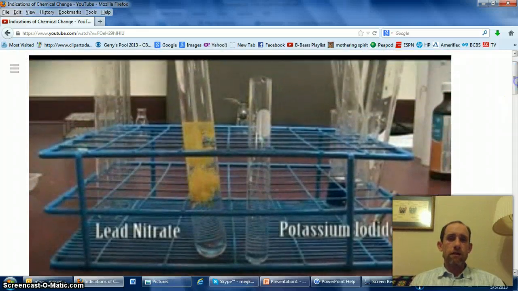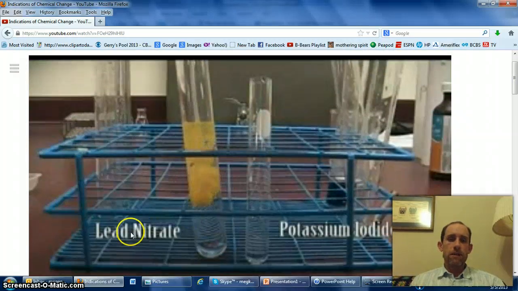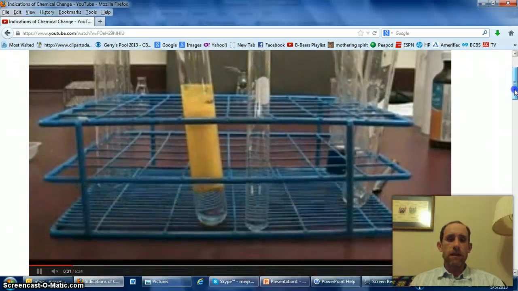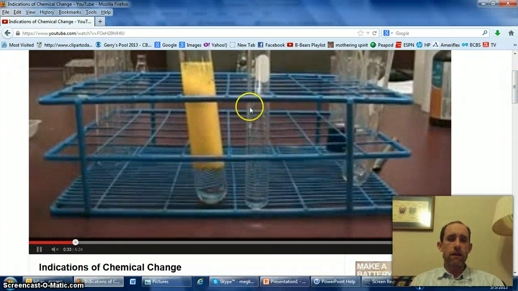Here's one example of color change and precipitate when lead nitrate and potassium iodide are mixed together. You can see that it's a precipitate because it's a solid that's slowly floating down to the bottom of the vial.